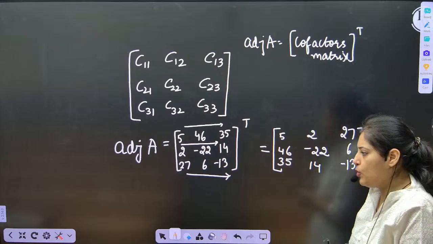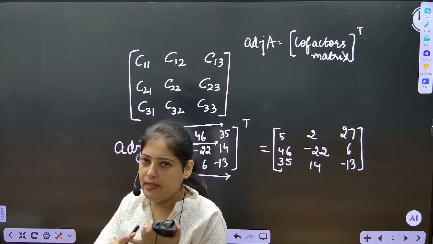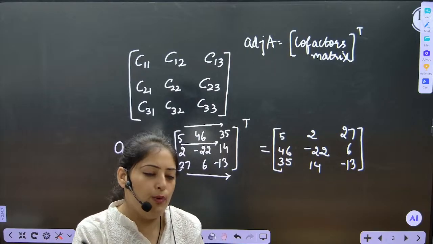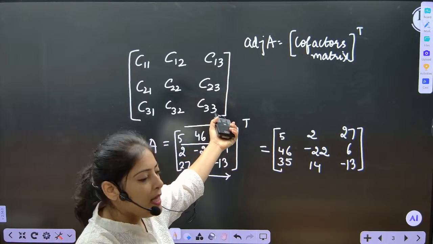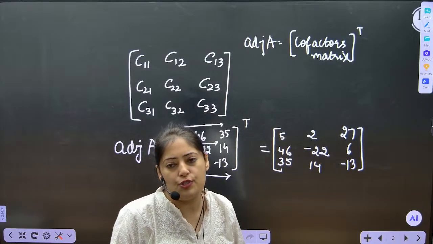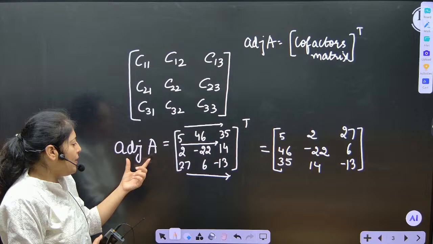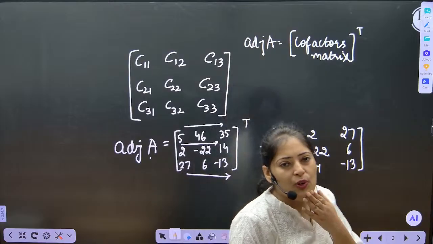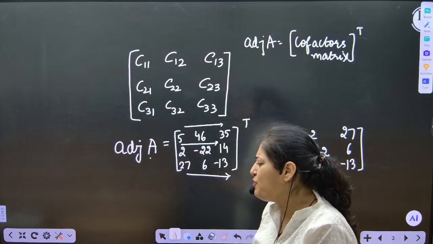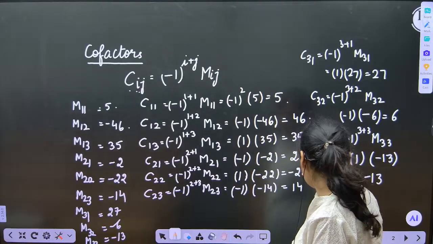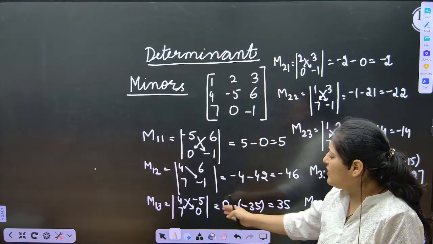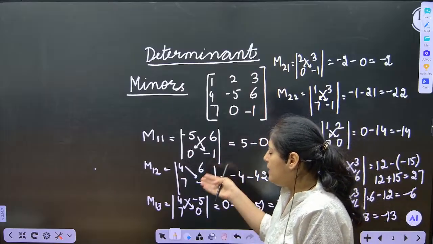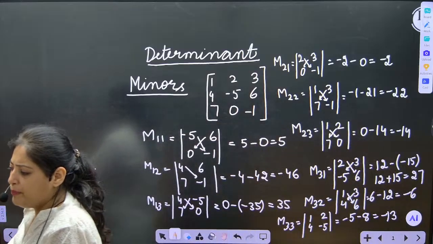I hope this is clear to all. First we found the minors, then we found cofactors, then we found the cofactor matrix, then we found its transpose. Means to find adjoint, right now you are seeing, oh, so many steps. No, when you do so much practice, you can skip these steps. Why write all these steps? Simply write 5, minus 46 and 35. These calculations you can do in your mind also. No problem.